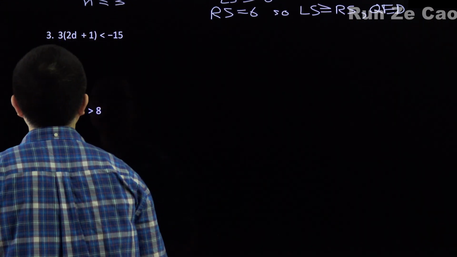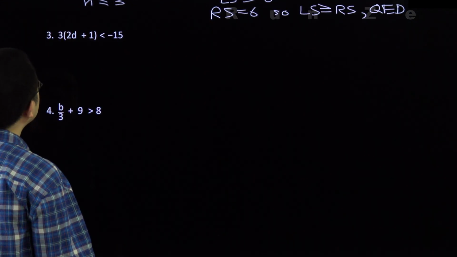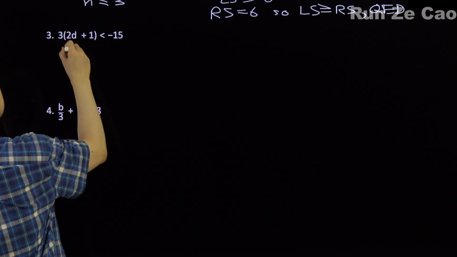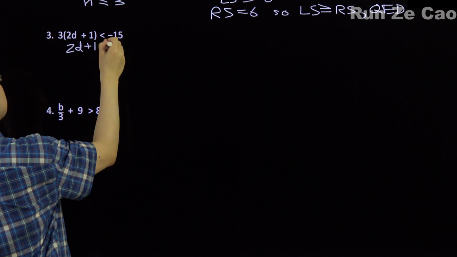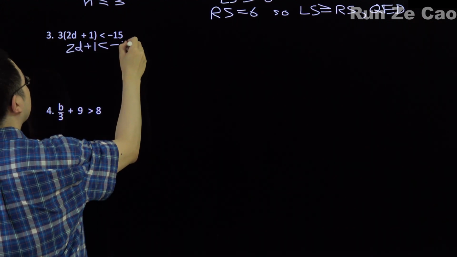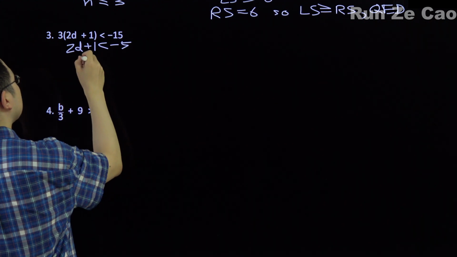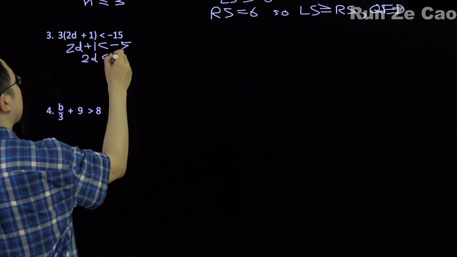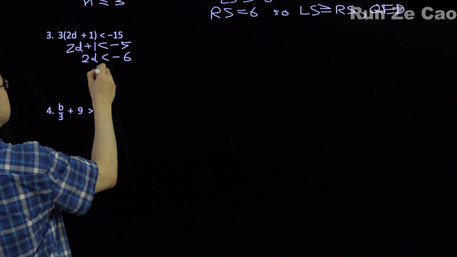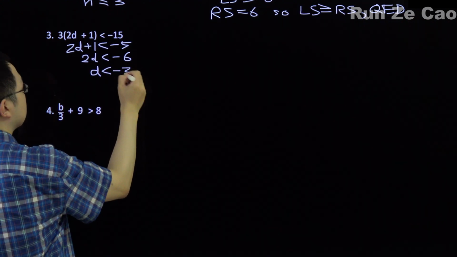3 times 2d plus 1 is less than negative 15. You know what? I'm just going to go with this approach. 2d plus 1 is less than negative 15 divided by 3, or negative 5. Okay, 2d is less than negative 6, because minus 1 from both sides. d is less than negative 3.